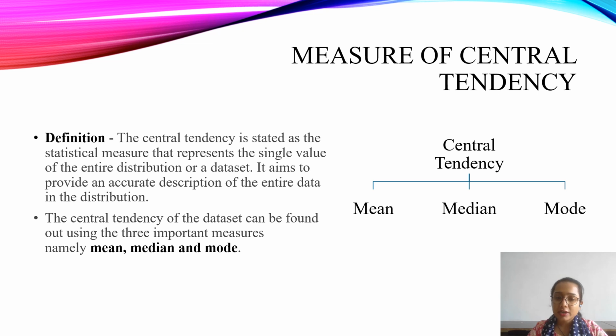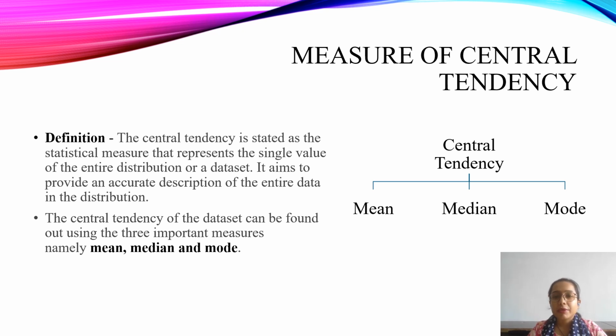So let's start with the definition. The central tendency is stated as the statistical measure that represents the single value of the entire distribution or a data set. It aims to provide an accurate description of the entire data in the distribution. The central tendency of the data set can be found out using three important measures, namely mean, mode, and median.